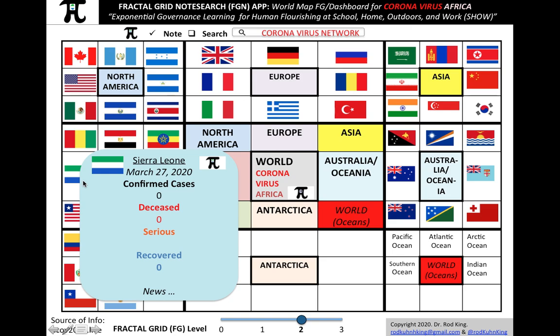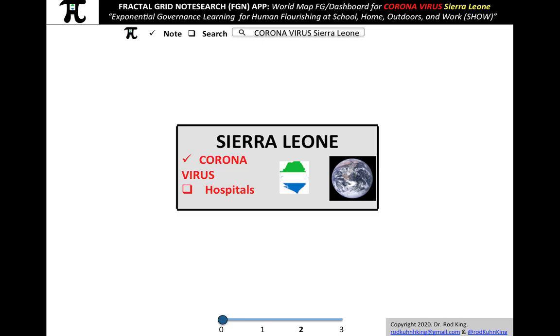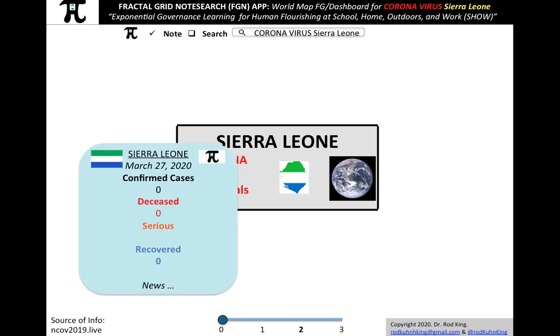We can show another aspect of using this FractalGrid map. For example, if we mouse on Sierra Leone, drag it and drop it at the center or the sun of the fractal grid, this is what we would see. So we see Sierra Leone, and we can have a picture of what things are at the national level by clicking on the map of Sierra Leone. So this gives us an aggregated view in the context of Sierra Leone, and it's at national level.